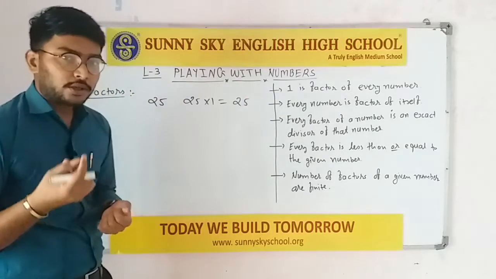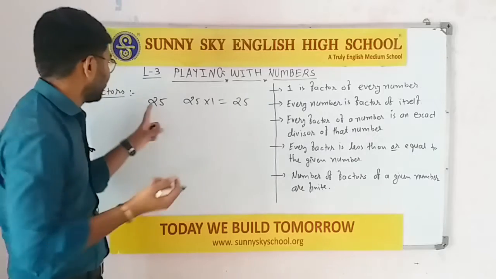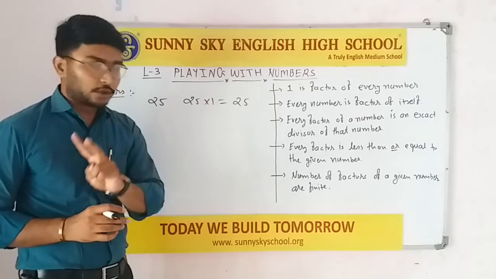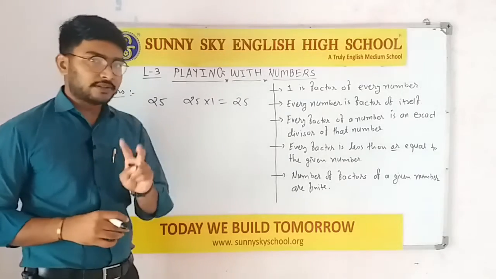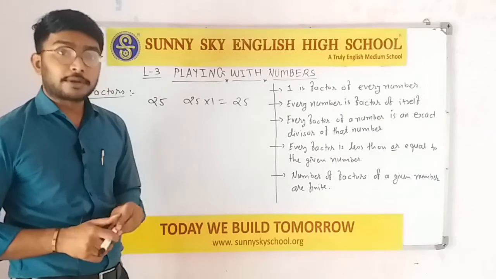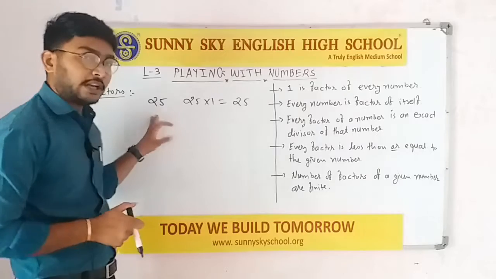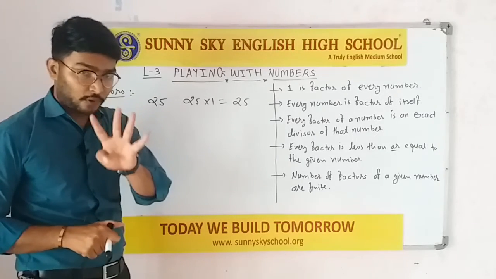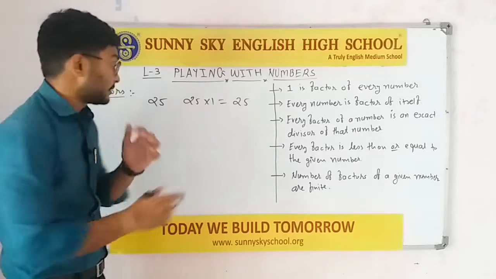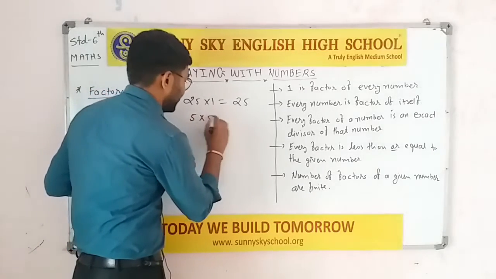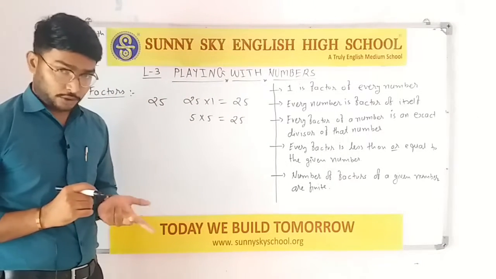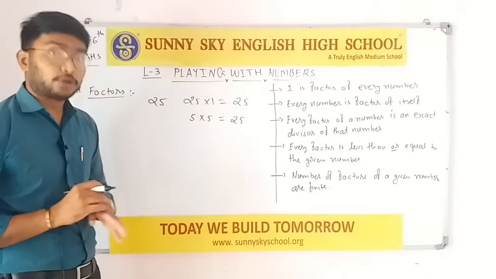Or the second method: just remember in which tables 25 is possible. In the table of 1, it is possible. In the table of 2, not possible, because 25 is not divisible by 2. In the table of 3, not possible, so 3 is also not a factor. In table 4, does 25 come? No. Then 5, yes, because 5 fives are 25. Any other? 6 not possible, 7 not possible, 8 not possible, 9 not possible.